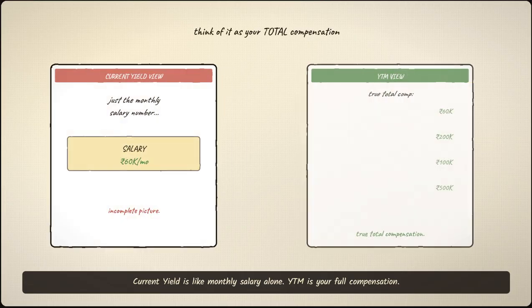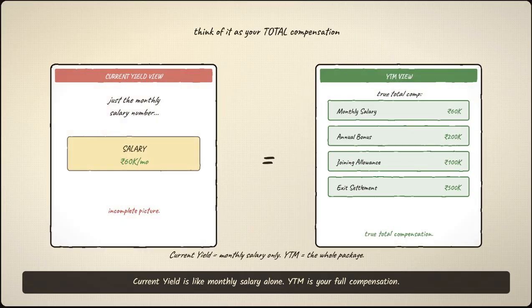Going back to our job offer analogy, the current yield is like looking only at your monthly salary. Yield to maturity is your true total compensation: monthly salary, annual bonus, joining allowance, and the exit settlement, all rolled into one annualized figure. Here's the intuition before we get to the formula.